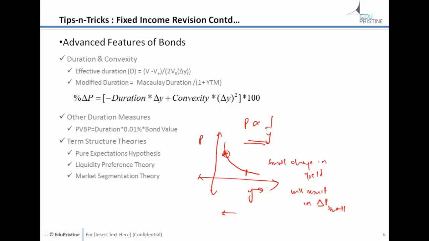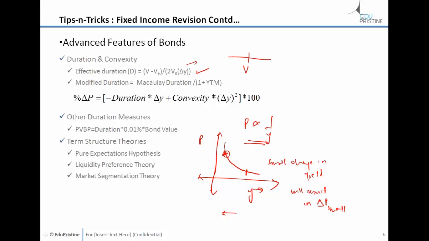So basically, the sensitivity of price at large values of yield will be different compared to the sensitivity of price to small values of yield. Now, sensitivity of price to yield is measured by means of duration and convexity. Duration is nothing but the change in value of the bond for a change in the yield by delta Y, and it is measured using this formula.